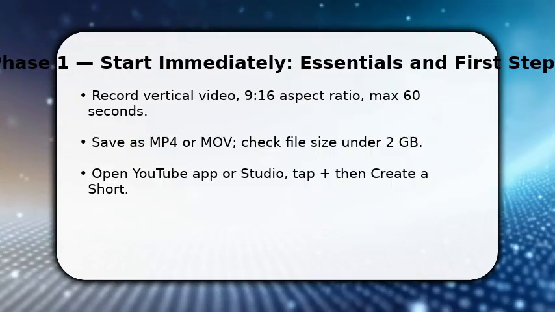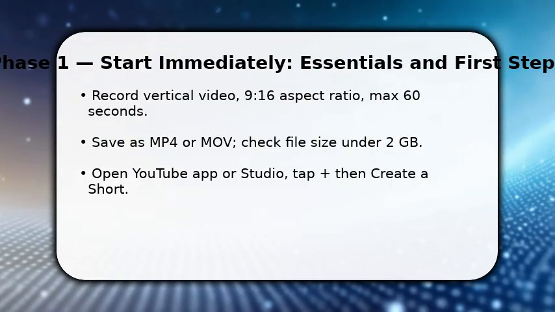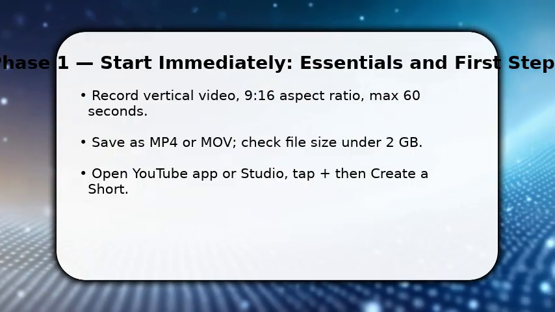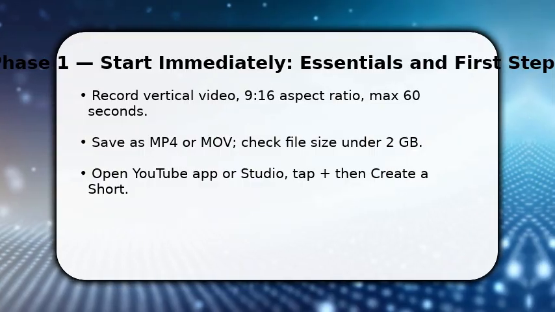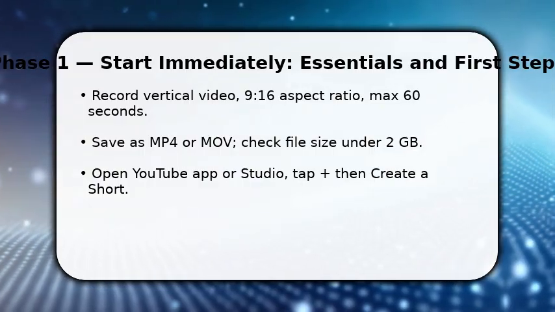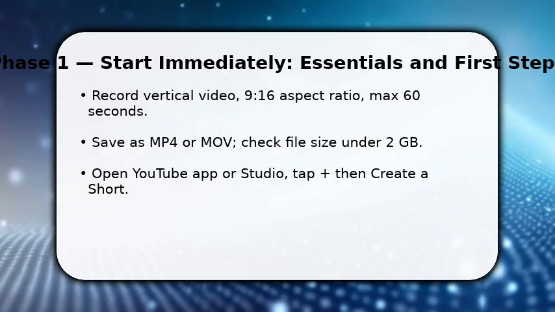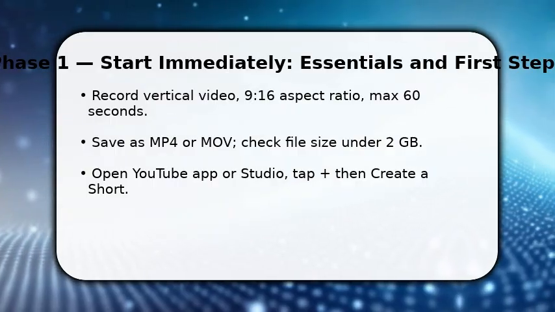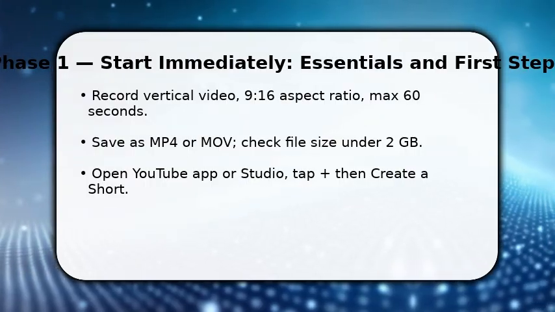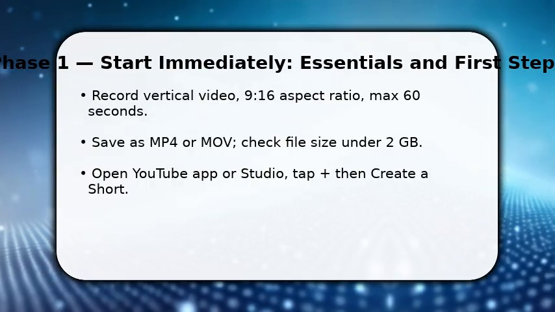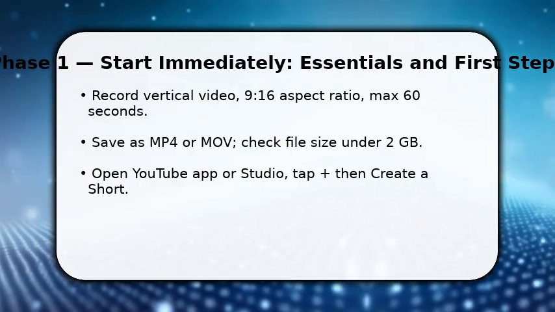Enjoy the video. You begin by confirming the essentials, vertical orientation, and under 60 seconds, because YouTube prioritizes that format. Once recorded, make sure your file type is MP4 or MOV and that it's under 2 GB so uploads don't fail. Then open the YouTube app or Studio, tap the plus icon and select Create a Short. This immediately places you in the correct workflow.